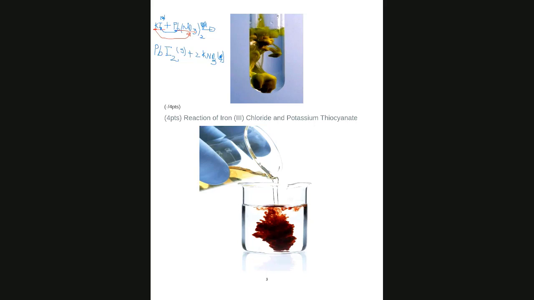Okay, so let's go to the next one. Let's see, it's super big, this image. Can you see this image? This is the next reaction that you are going to see in the report. They give you this reaction. So what is it that you are mixing here?